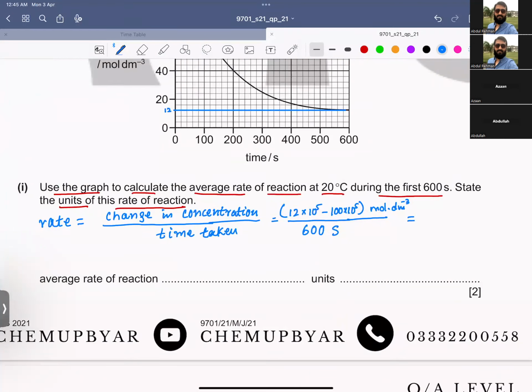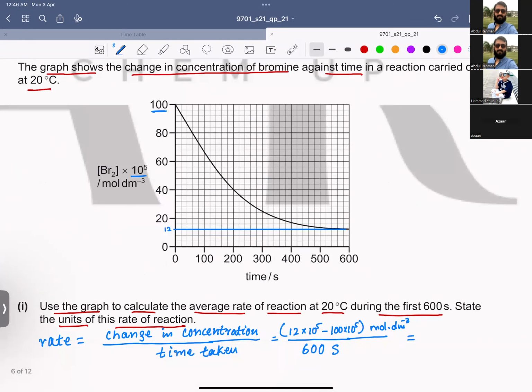Yes. So initial minus the final. Why initial minus final? See, change is always final minus initial. See, when it started it was 100, right? It's 100 when it started, and when the time passes to 600, it's 12.